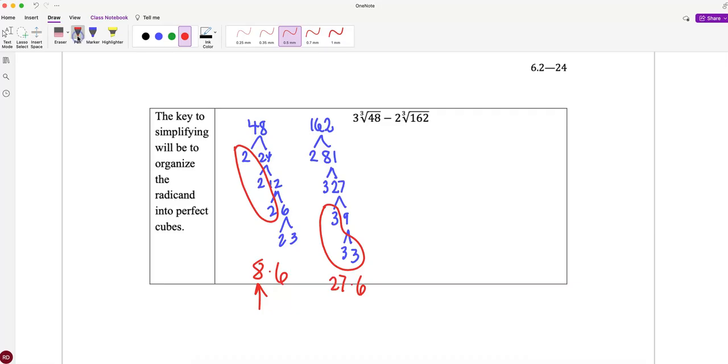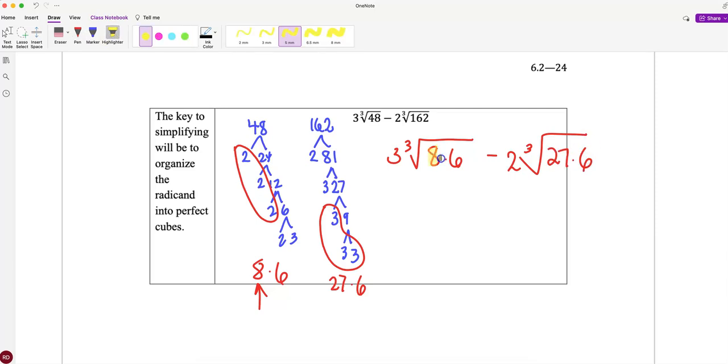Okay, so if I rewrite this problem, this is 3 cube root of 8 times 6 minus 2 cube root of 27 times 6. My perfect cubes, by design, I've organized them this way. So the cube root of 8 is just 2. So when that 2 comes out, you're going to get 6 cube root of 6 minus, cube root of 27 is just 3, so I'm going to get 6 cube root of 6. This answer is 0.